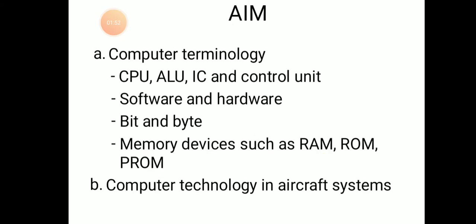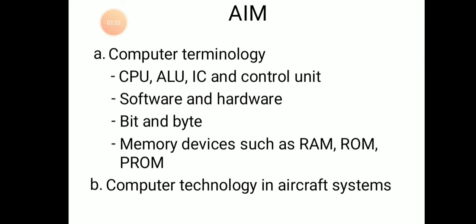So first we will move on to the aim of this computer structure. The first one is the computer terminology. In that: CPU, central processing unit, arithmetic logic unit, IC and control unit. Second one is the software and hardware. Third one is the bit and byte. Fourth one is the memory devices such as RAM, ROM, PROM. And the second aim is the computer technology in aircraft systems.